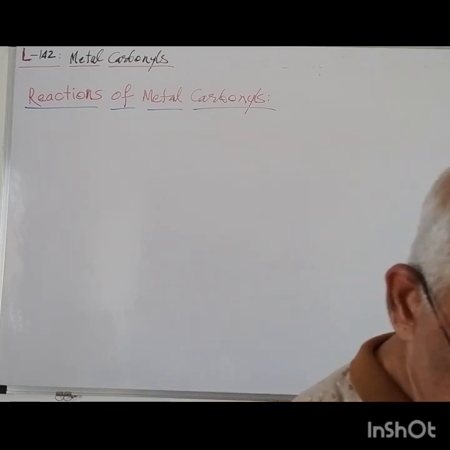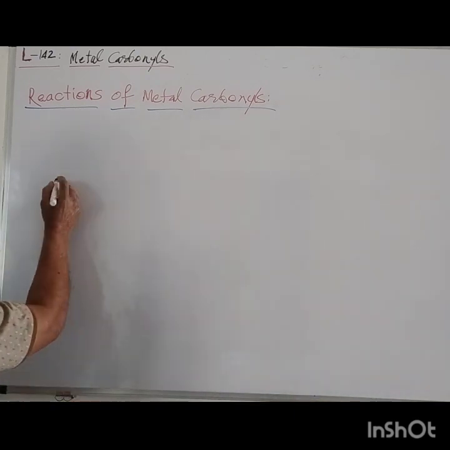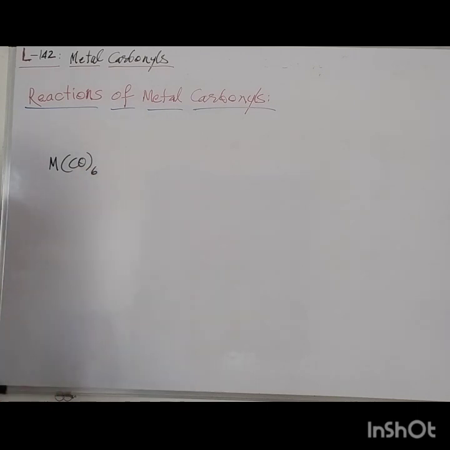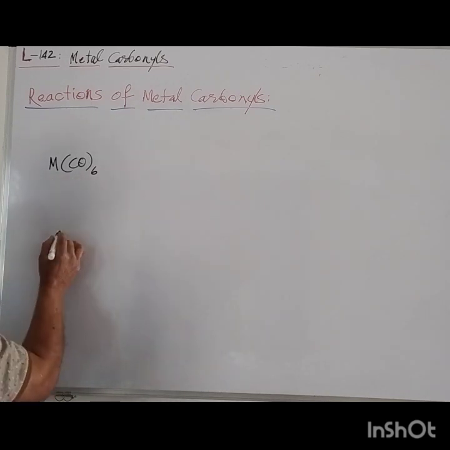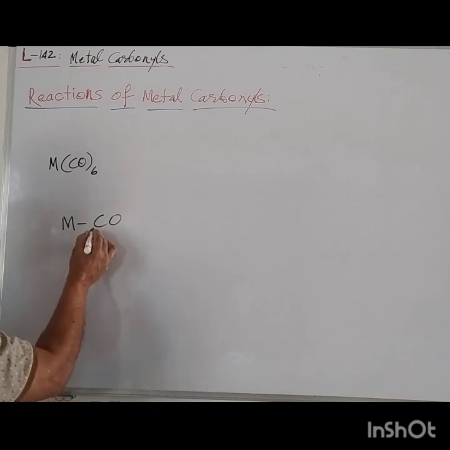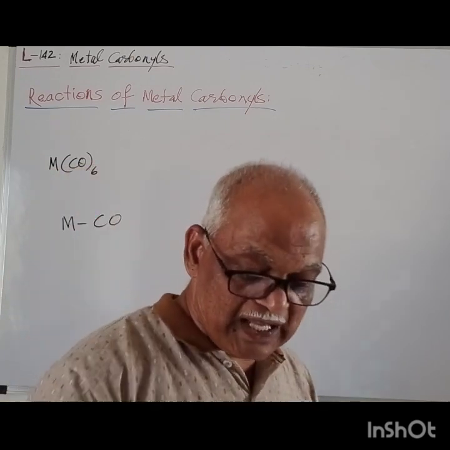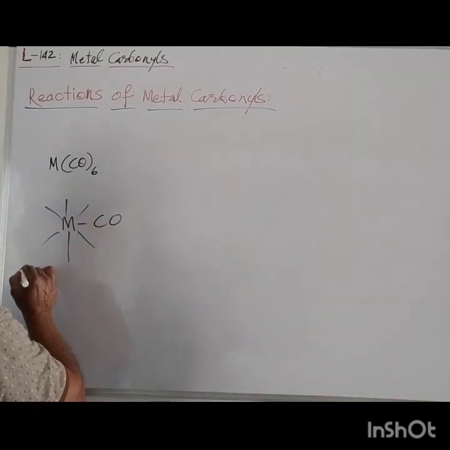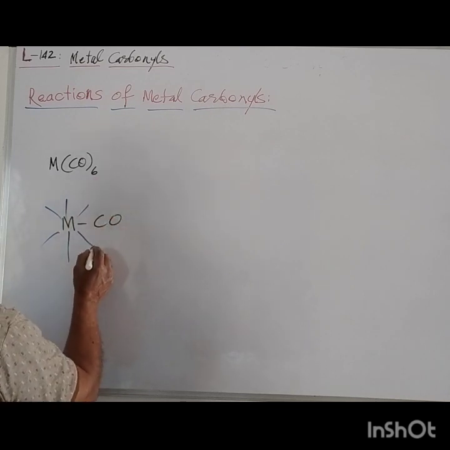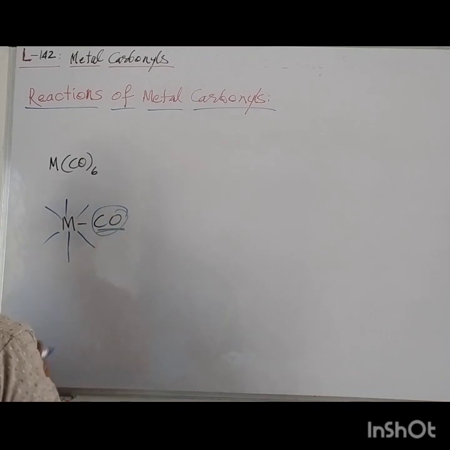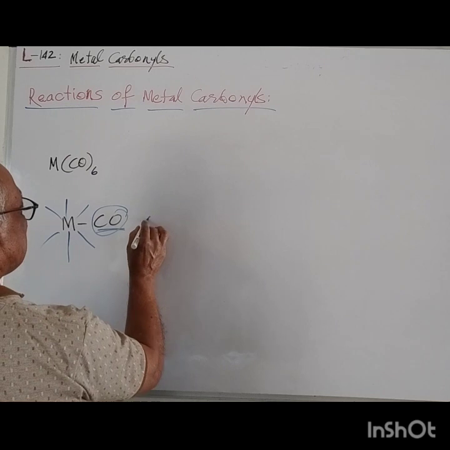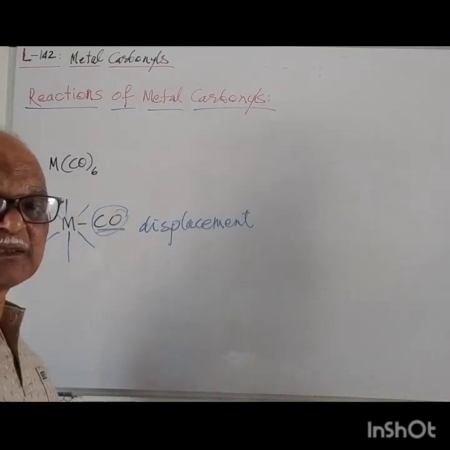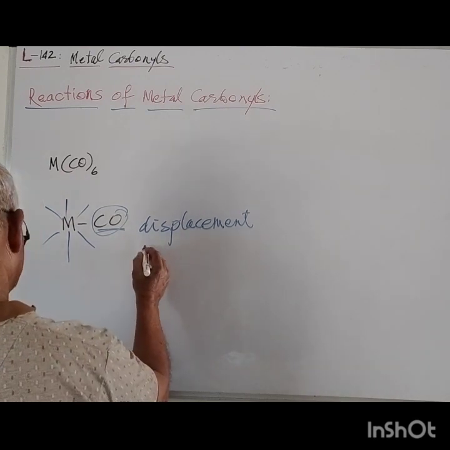So if we take the metal carbonyl MCO6, where M is any metal, the metal is attached to these carbonyl groups. This part, the carbonyl group, can be displaced with a suitable ligand. So all these are carbonyl groups, and this portion can be replaced by ligands. These are displacement reactions, where the CO group can be displaced by other ligands, such as PX3.